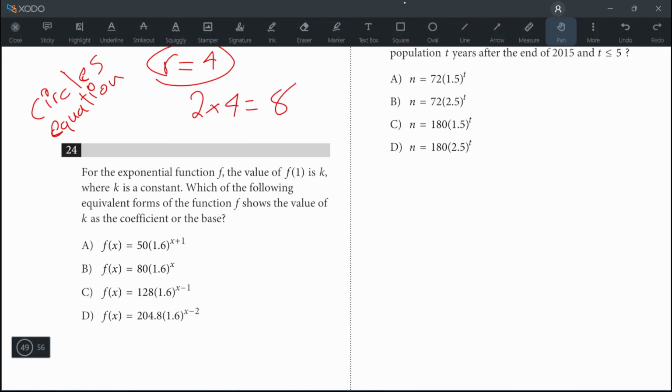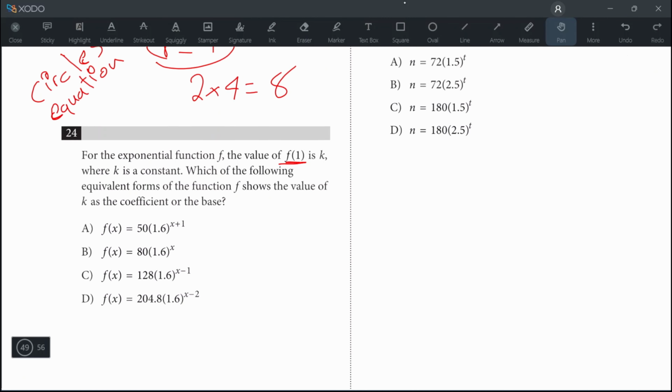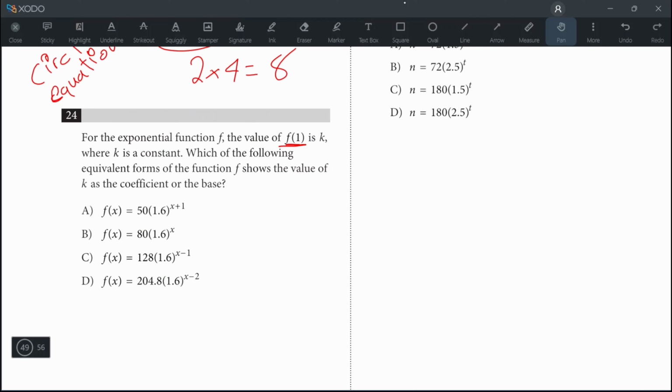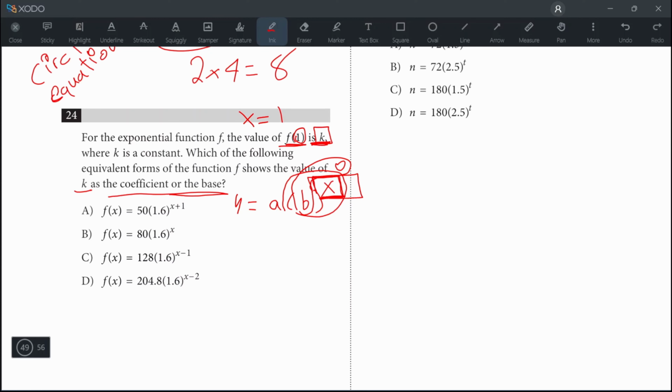What about question number 24? For the exponential function f, the value of f of 1 is k, where k is a constant. Which of the following equivalent forms of the function f shows the value of k as the coefficient or the base? You should notice that all the choices are given in an exponential function form, which is y equal to a multiplied by p to the power of x. What we need to do is find a function that has an exponent equal to 0.